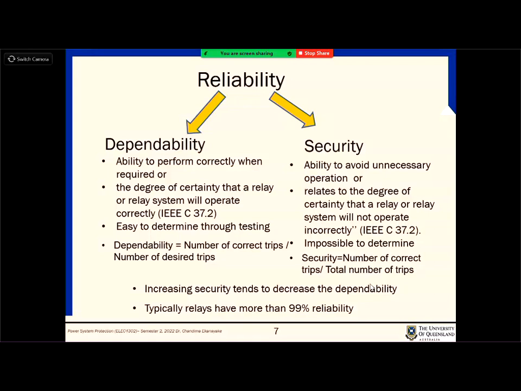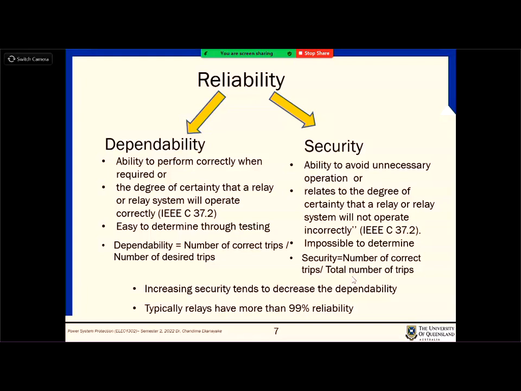If you try to increase the security, the total number of trips will be reduced, right? So that could lead to a decrease in the total number of correct trips. So that's what happens if you try to increase the security of a system. Increasing the security of a system means you try to reduce the total number of trips, right?